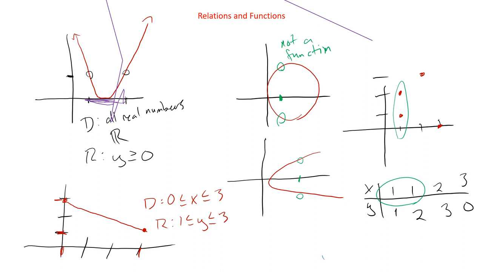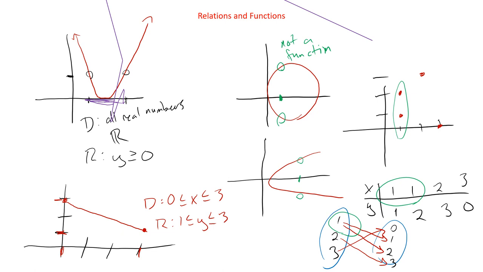If we were looking at a mapping diagram of this, we'd have 1, 2, 3, and then 0, 1, 2, 3. So 1 would go to 1, 1 would also go to 2, 2 would go to 3, and 3 would go to 0. The thing to notice here is that we have those two arrows coming out of 1. Tells us it's not going to be a function.